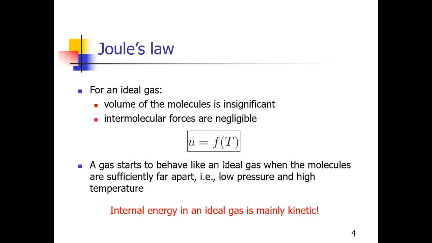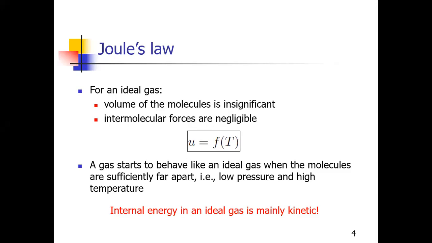A gas starts to behave like an ideal gas when the molecules are sufficiently far apart. That is, at low pressure and high temperature. It means when the pressure of your gas is low and temperature is high, you can understand that your objects are going to have a lot of kinetic energy, so they are just going to move away from each other. And low pressure means the volume is large. It means the intermolecular forces are negligible, and the volume of the gas itself is negligible in comparison with the average spacing between the molecules.